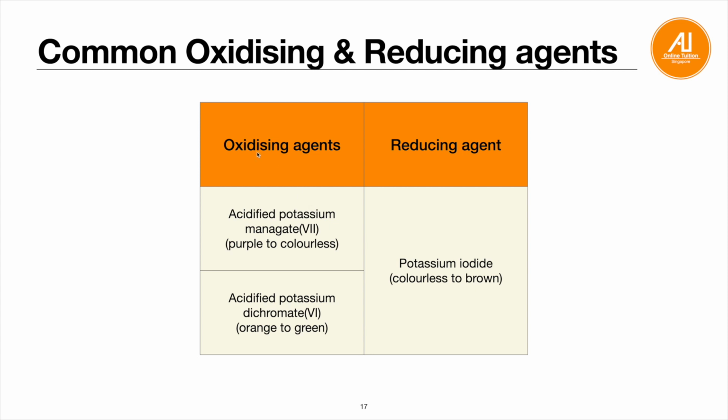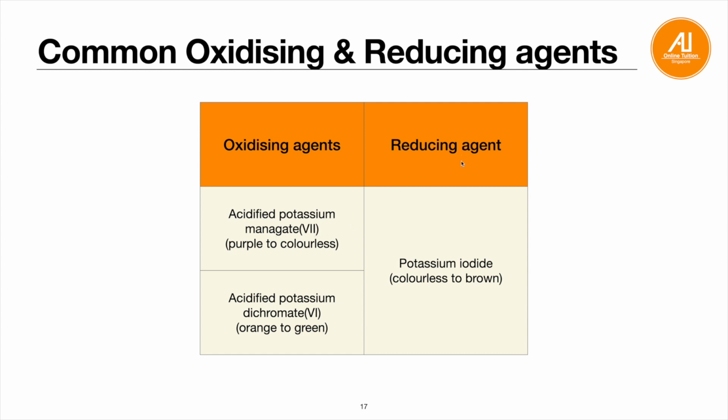Alright, so let's look at some common examples of oxidizing agents and reducing agents that you need to memorize for your exam. For oxidizing agents, there are two examples you need to memorize. The first one is acidified potassium manganate(VII). If there's a reaction going on, it will change from purple to colorless. The reason why it must be acidified is so that it will behave like an oxidizing agent. Acidified means the potassium manganate(VII) solution is mixed with an acid, usually nitric acid. Next one, acidified potassium dichromate(VI), is also an oxidizing agent. It will change from orange to green. These two you have to memorize. Most of the time it will be acidified potassium manganate(VII) in your exam, so just watch out for the colors.